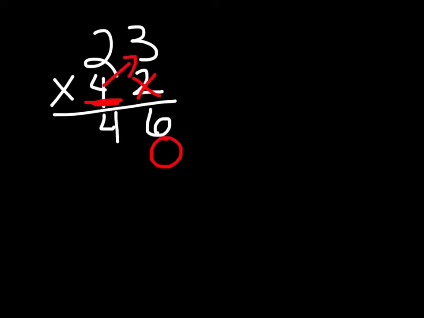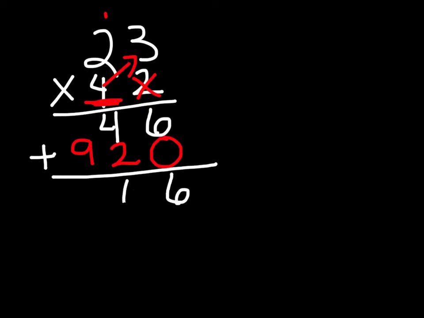Now I do 4 times 3, which is 12. Carry your 1. 4 times 2 is 8, plus that 1 is 9. So now I'll come back and I'll find the sum of that. 6 plus nothing is 6. 4 plus 2 is 6. 9 plus nothing is still 9.